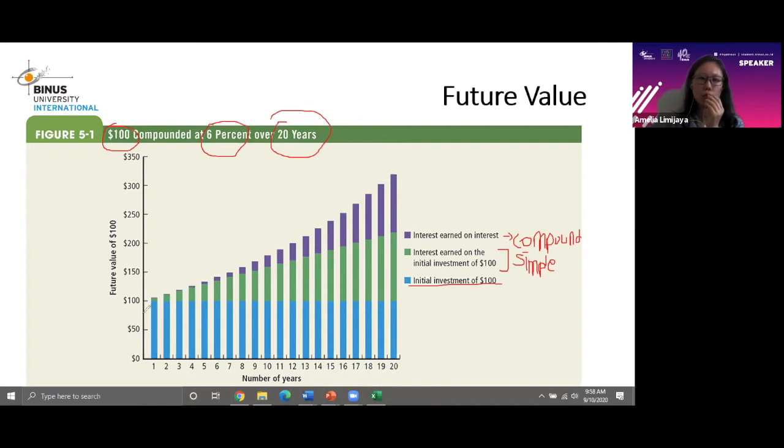At the end of year 20, you'll get, I don't know how much this is, more than $300. At 6%, considering $100 as your initial investment. So this is just an illustration, a visualization of how our money will grow because we earn interest. The interest is based on the principal and also based on the interest itself, which is called compound interest.